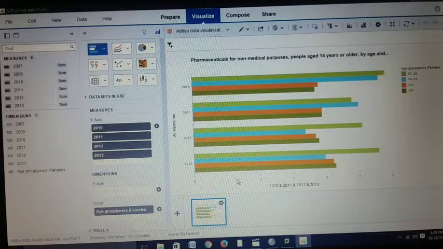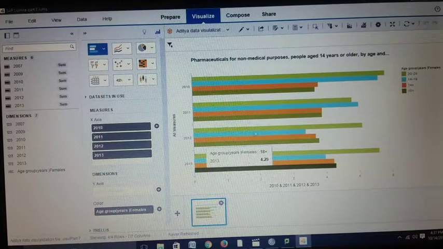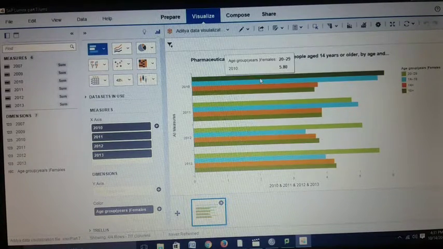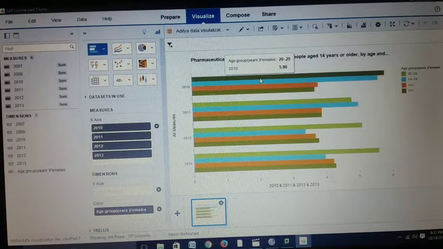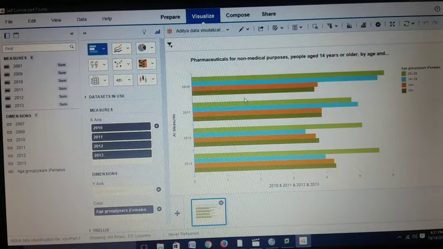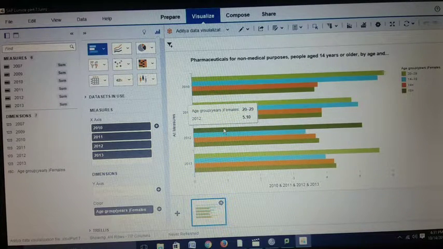of different ages and they are females who use pharmaceutical drugs. Pharmaceutical drugs, as I've already told you, are the drugs which are used in medicines. So they are totally illegal to use without any medical use. And it clearly shows that the age group of 20 to 29 has the highest amount of pharmaceutical drug use in 2010, which is 5.80. In 2011 it is 4.80, and in 2012 it is 20.29.